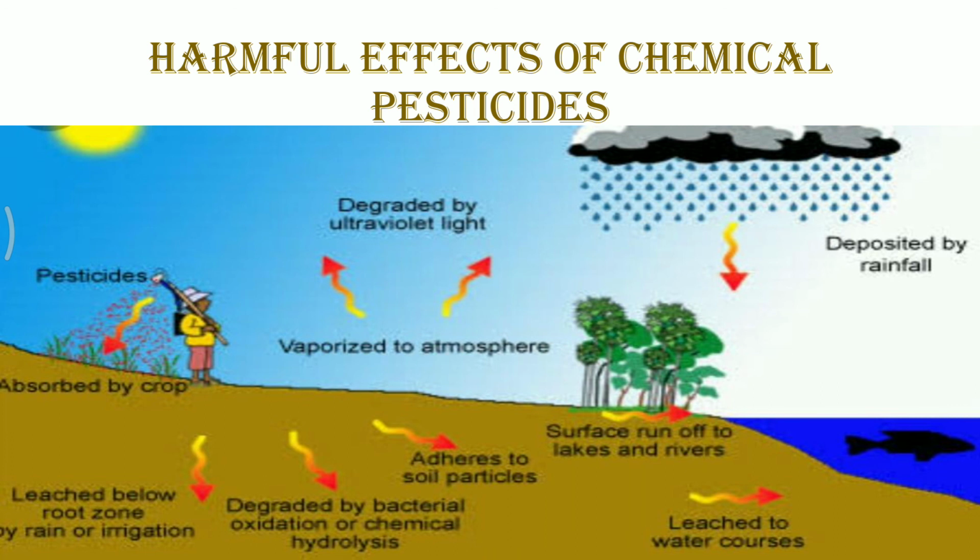It adheres to the soil particles, is vaporized to the atmosphere and degraded by the ultraviolet rays. See, the same chemicals are now getting to the atmosphere and they are degraded by the UV rays. The UV rays may be transforming the entire pesticide into something completely different. And with the help of rainfall, the same pesticide which is transformed now is falling on the ground.